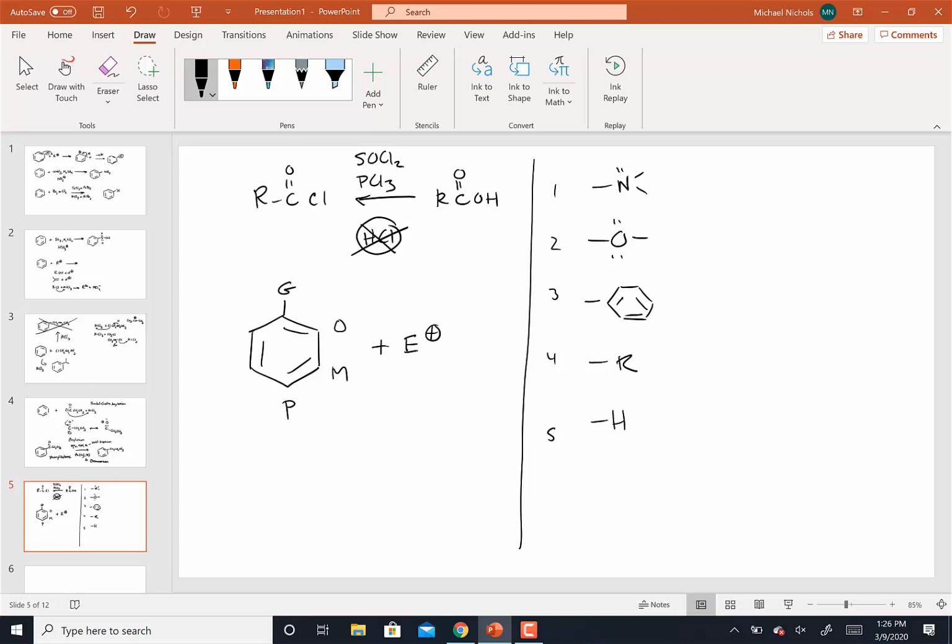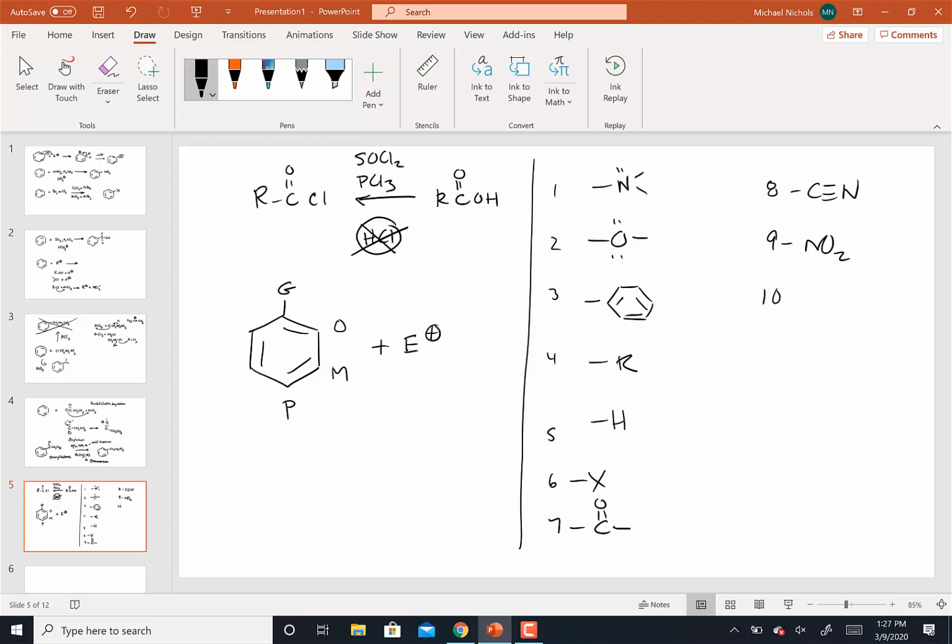Once we get past hydrogen, we have our electron withdrawing groups. If you pull electron density out of the benzene ring, it's going to be less nucleophilic and react slower. So what's the order there? Number 6 is halogens, because they withdraw electron density by induction. Number 7 would be a carbonyl, so now I'm getting into withdrawing electron density by resonance. Number 8 is going to be a C triple bond N. Number 9 is an NO2 group.